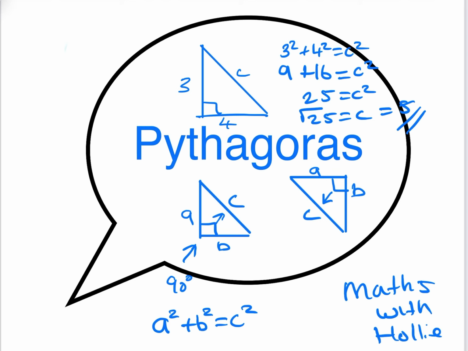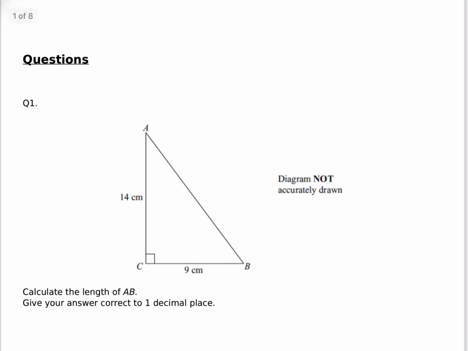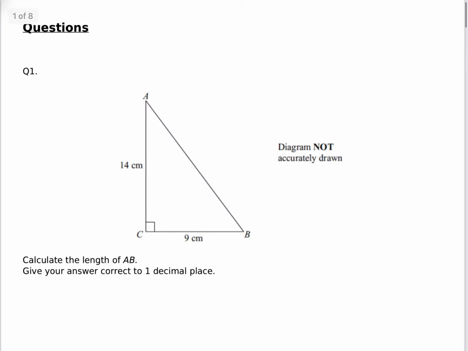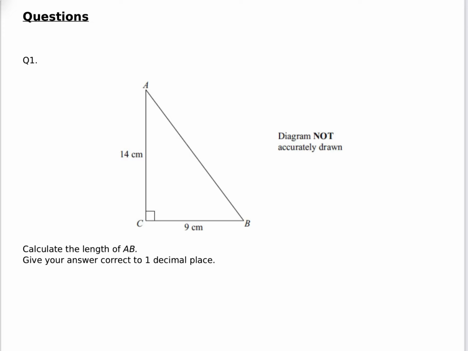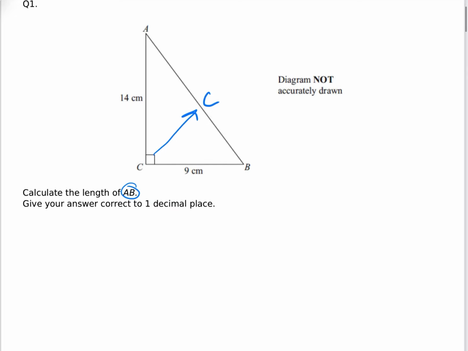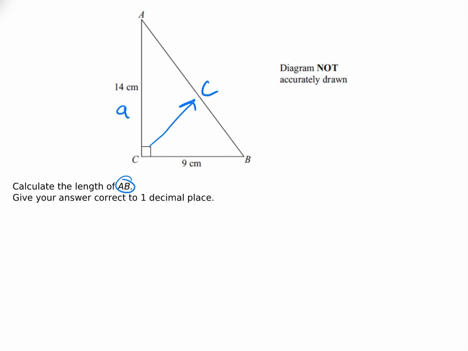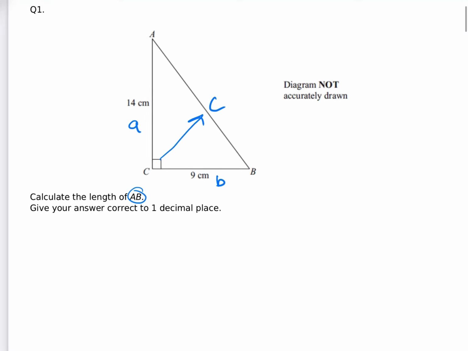Now we're going to have a little look at actual exam questions. Here we have a right-angled triangle. 14 is the length of A to C, C to B is 9 centimeters, and we have to work out the length of A to B. If we look here, straight away I know that is going to be C. That is my longest side, so I can label the other two sides. I've got A and B, they're my shortest.